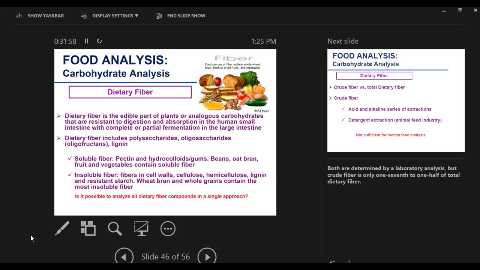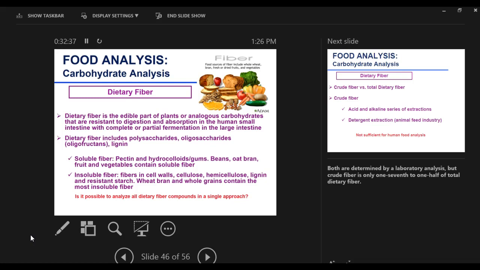Okay, so we have two categories. We have the soluble fiber made up of pectin and hydrocolloids, high in beans, oat bran, fruits, and vegetables. Insoluble fibers are mainly in the cell wall material, celluloses. Hemicelluloses, some of them are soluble, some are insoluble, but mostly insoluble. Lignin and resistant starch are also insoluble and non-digestible, so that's why they fall under insoluble fiber.